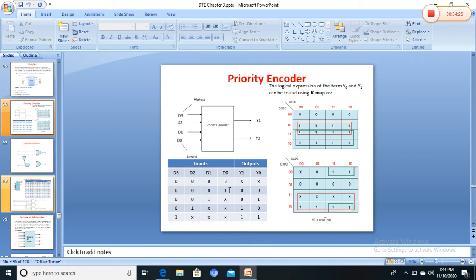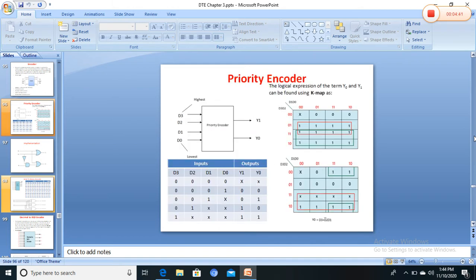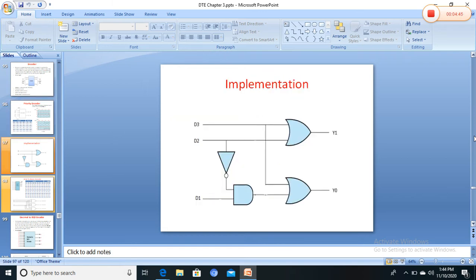From the truth table, we consider the inputs and output lines and design the equations for Y0 and Y1, and we implement the diagram from the equations. This is the priority encoder. D3 has the highest priority and D0 has the lowest priority. Priority encoder ICs are available: 74147, which is a 10-line priority encoder, decimal to BCD, and 74148, which is the octal to binary priority encoder. These are the ICs available for the priority encoder.